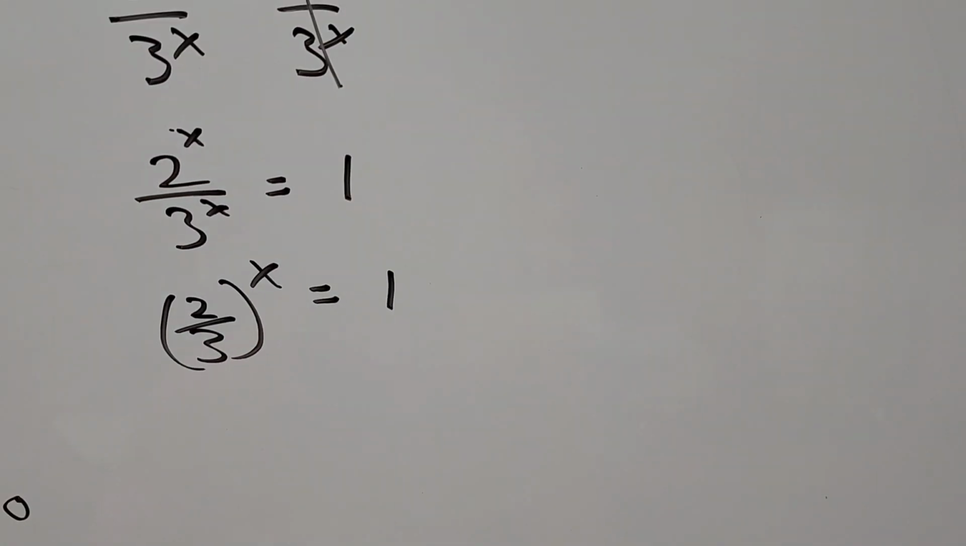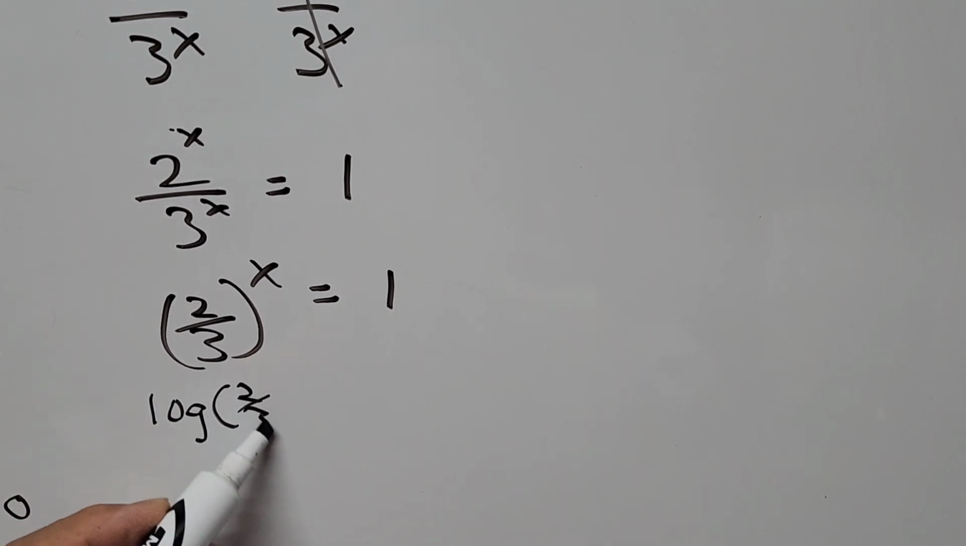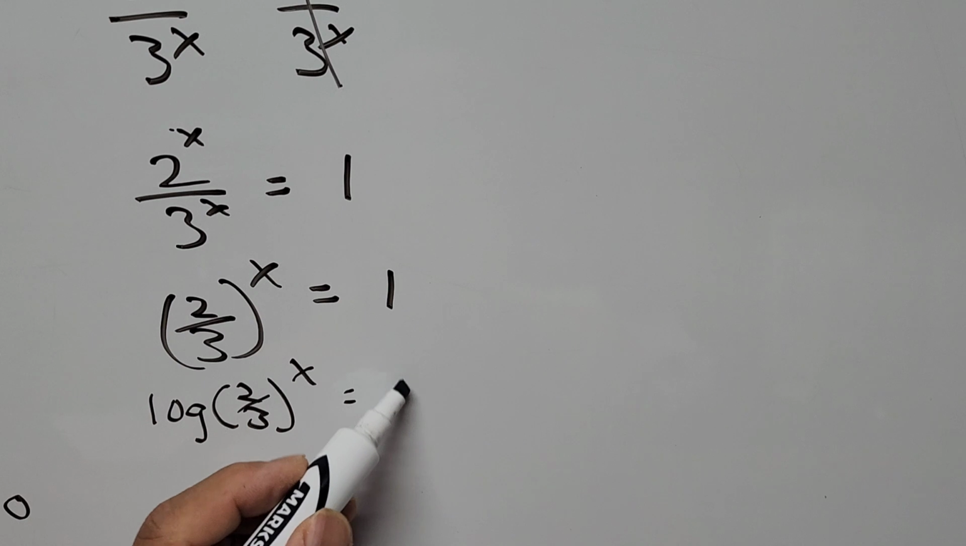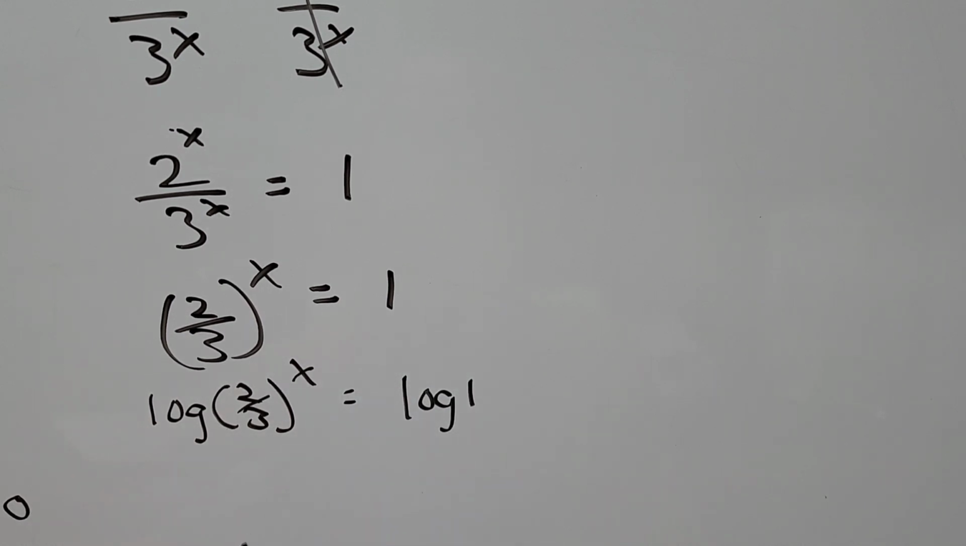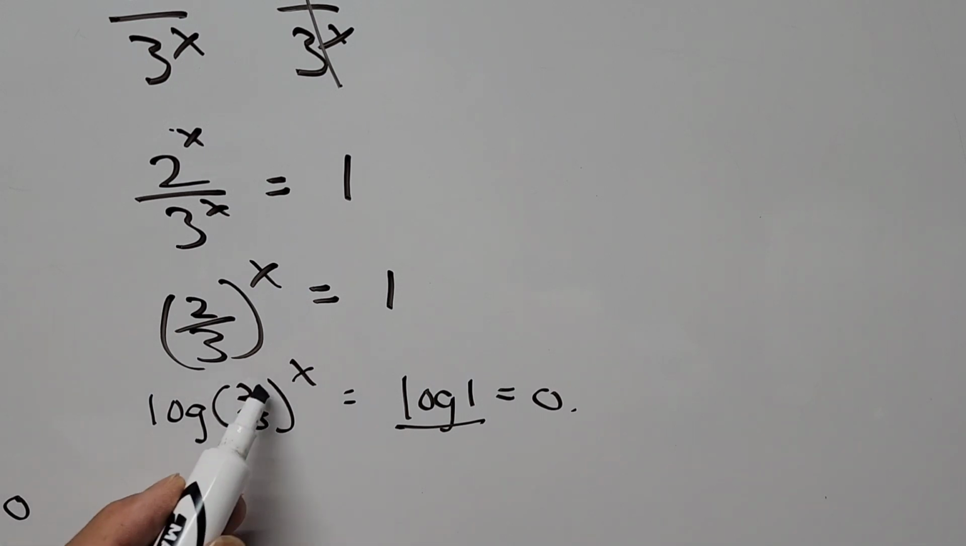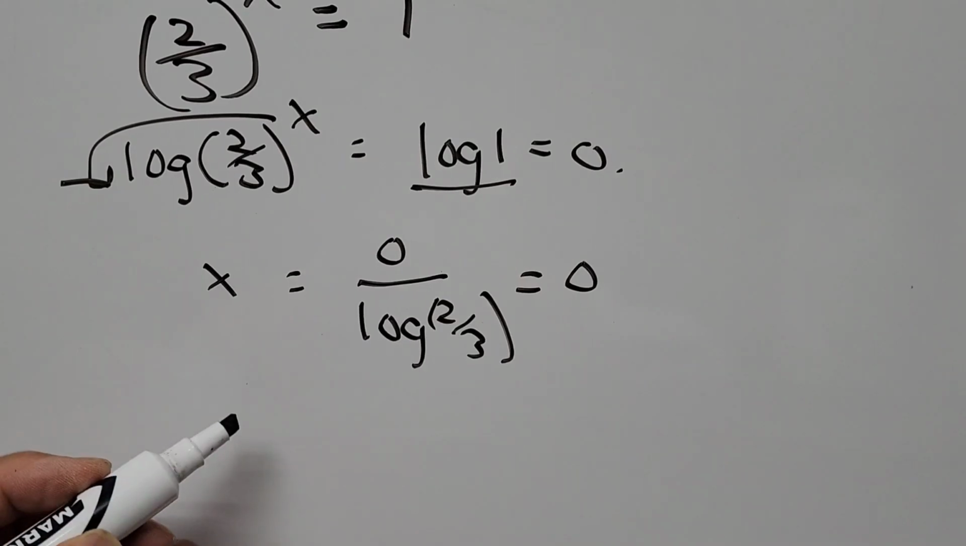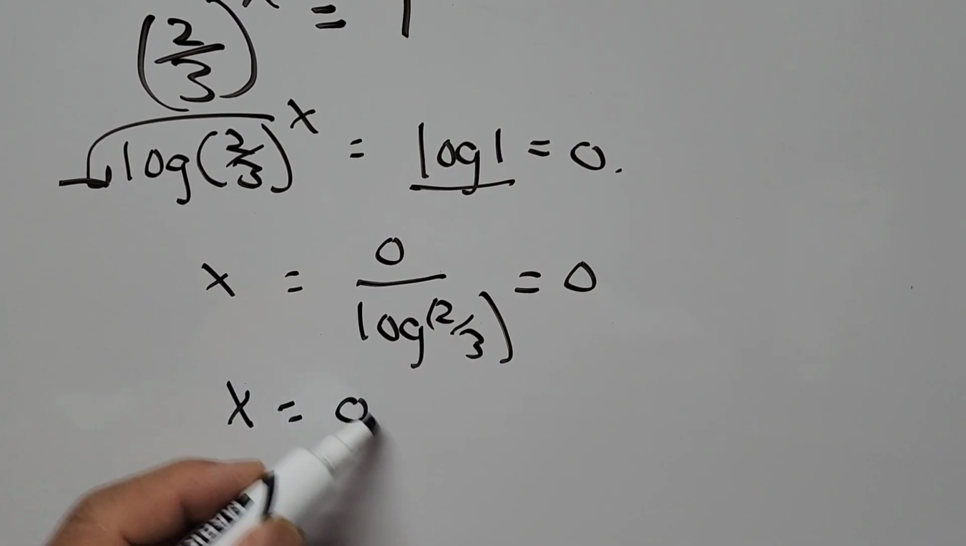Solving for the value of x, taking the log on both sides of the equation, so we have log of 2/3 to the power of x equals log of 1, and here log of 1 is equal to 0. So we take the value of x, so we have x equals 0 divided by log of 2/3. So this is equal to 0. So x is equal to 0.